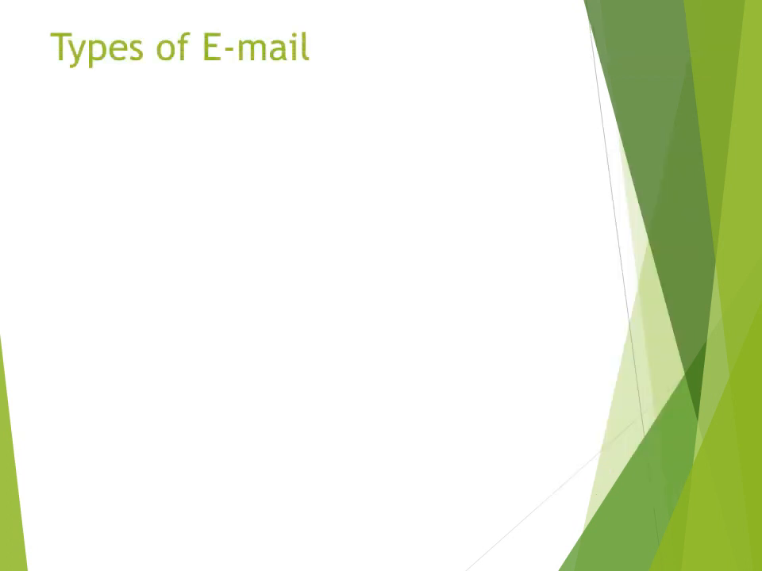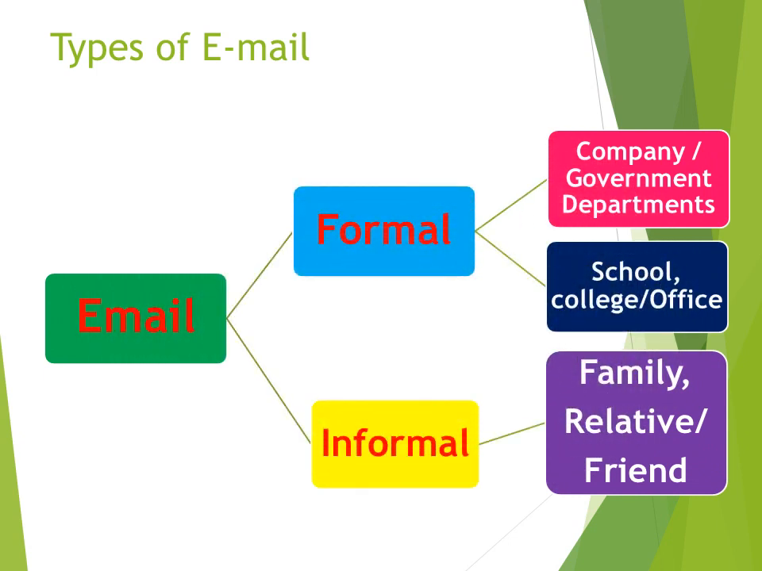Now, types of email. How many types of email are there? There are two types of email. One is formal email, another is informal email. Formal email is written to a company, your boss, government departments, your school, your college, office, teachers, etc. And informal emails are written to your family members, relatives, friends, etc.